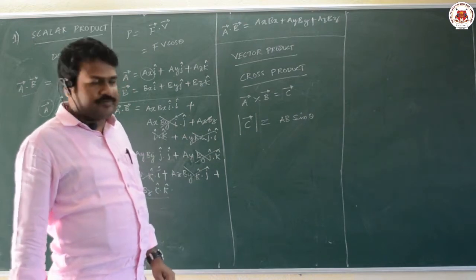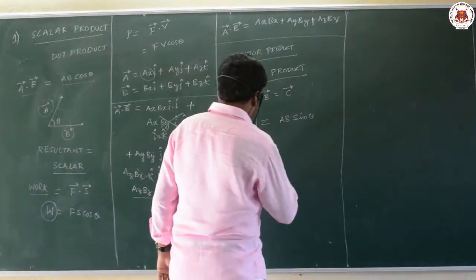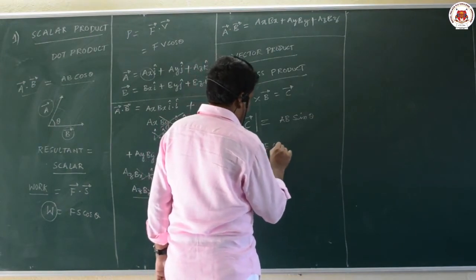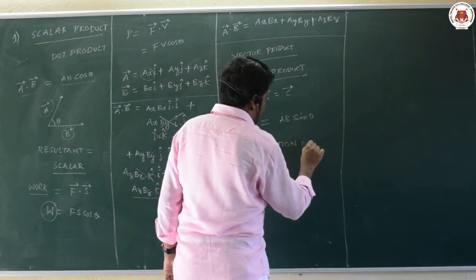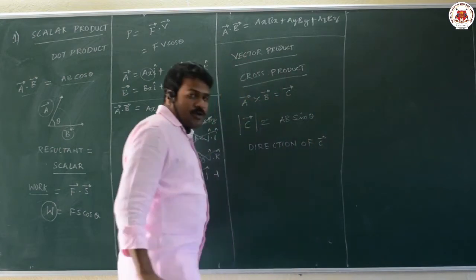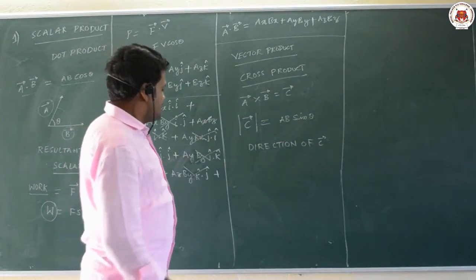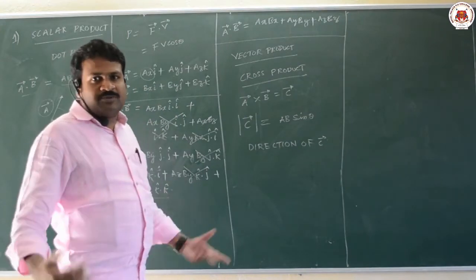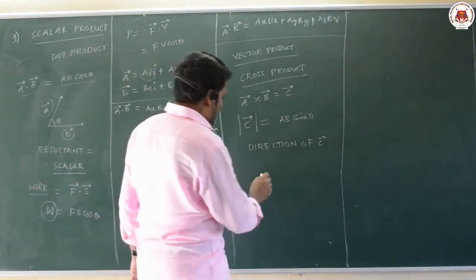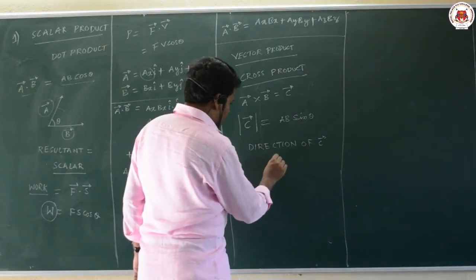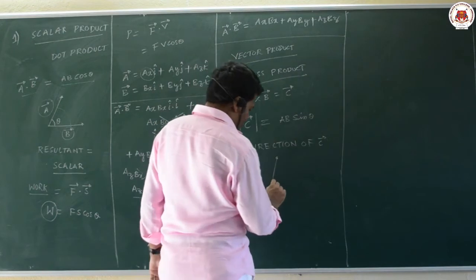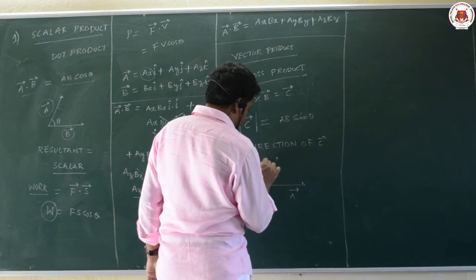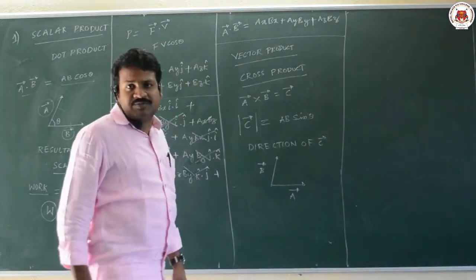Next, how to find direction? Direction of c bar, how to find? For this, two rules are there. You can remember any one rule and you can find it. You draw A and B on a plane, either on board or on your paper. Let us take this is A bar, this is B bar.